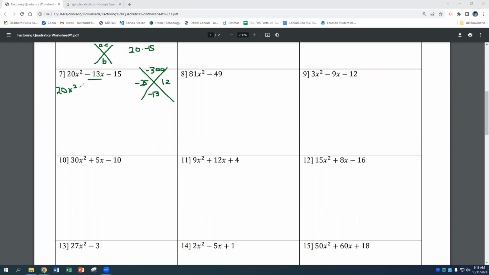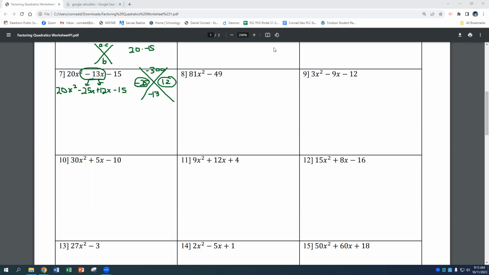Okay, so I have 20x squared minus 25x plus 12x minus 15. So I'm going to take this 13x here, and I'm going to expand it by splitting it up into negative 25x and 12x. Now I'm going to factor the first two terms and the last two terms.